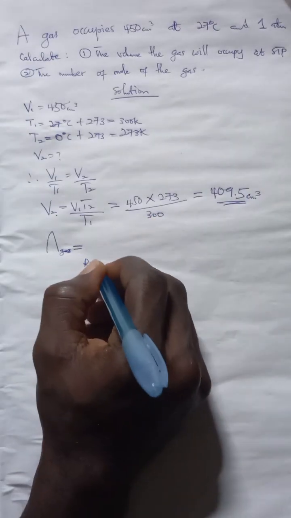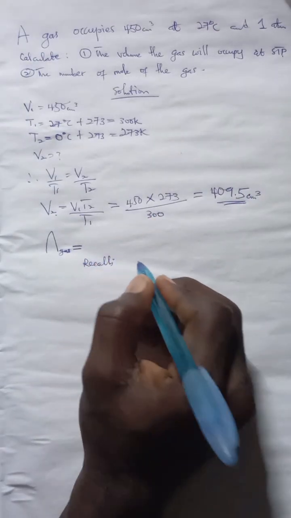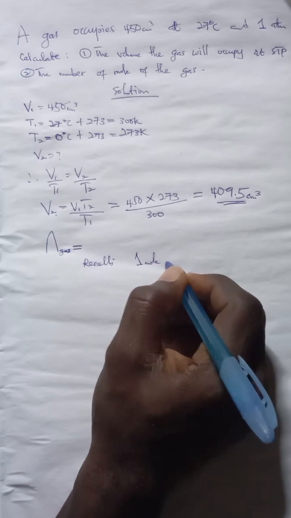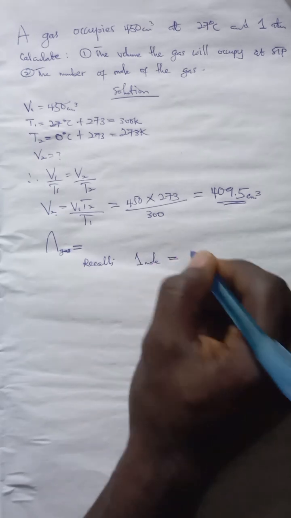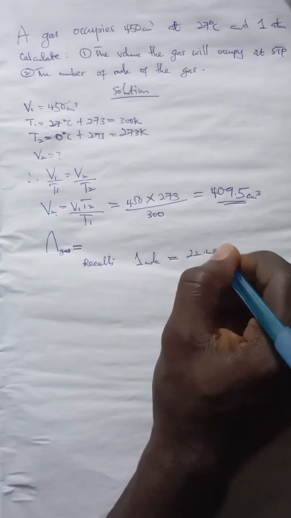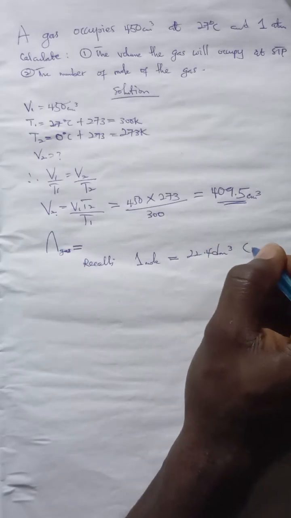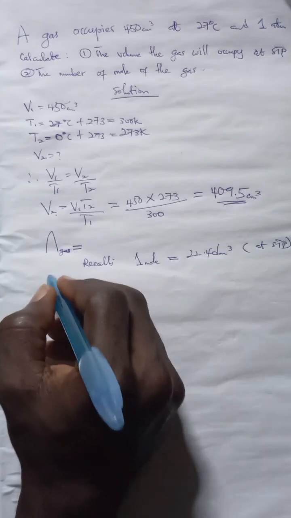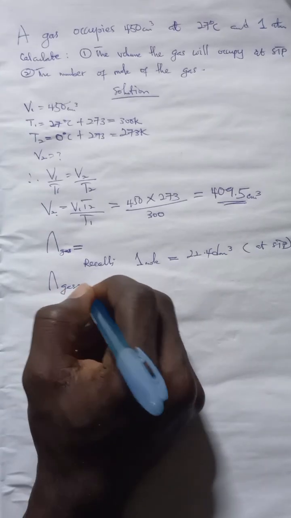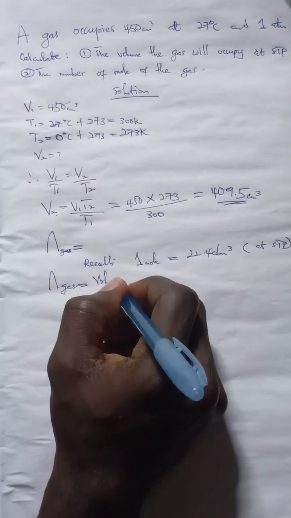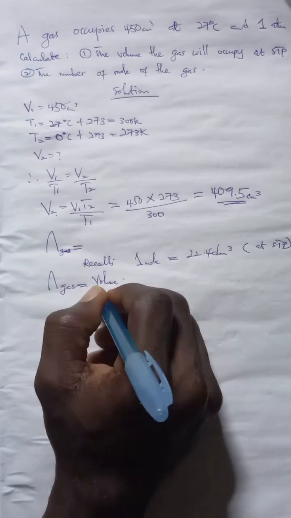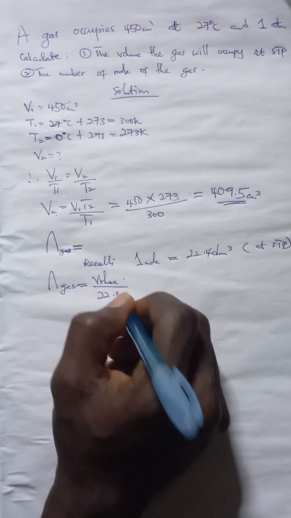So we have to recall the volume of 1 mole of a gas. 1 mole of gas at STP equals what? 22.4 dm3. That's the volume at STP, that's standard temperature and pressure. So what do you now do? To calculate the number of moles of the gas, we say the volume of that gas over the volume at STP, that's 22.4 dm3.